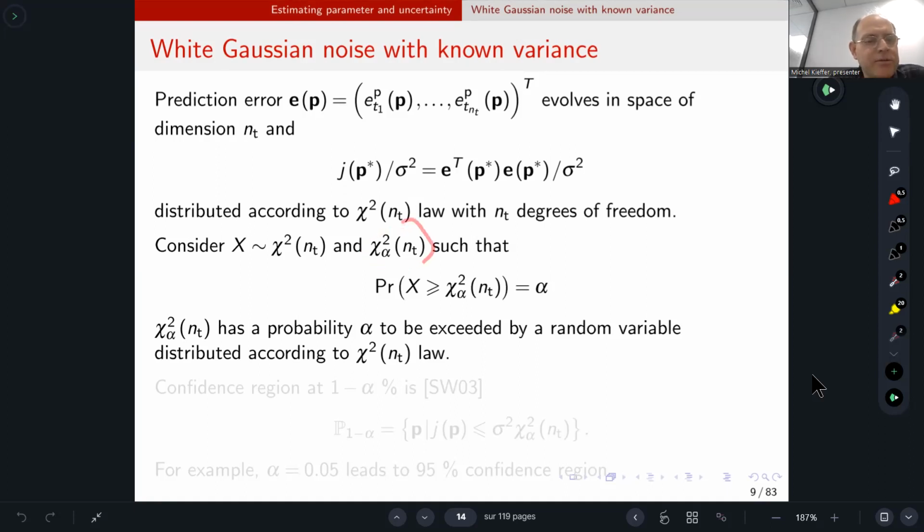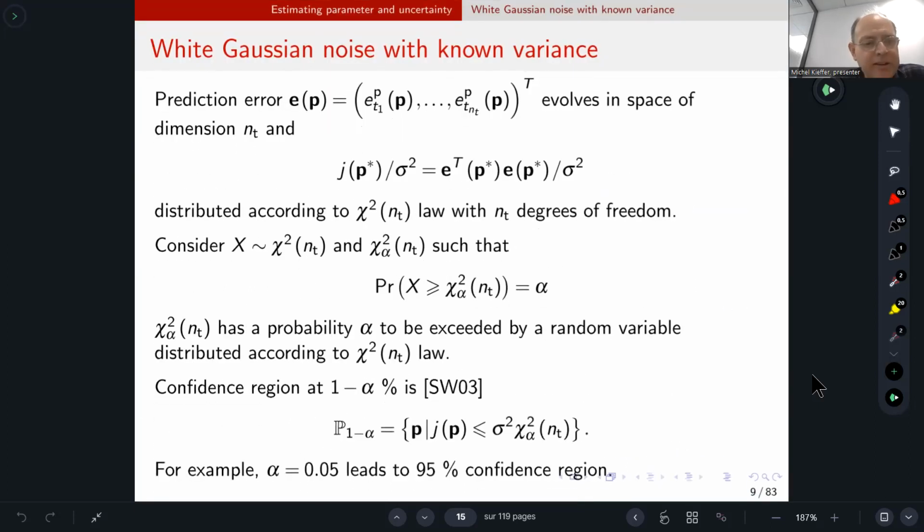So now, for such a distribution, I can introduce that variable, chi-square alpha. This is the value that has a probability alpha to be exceeded by a random variable which is distributed according to a chi-square law. Okay? And from that, we can define a confidence region with a level 1 minus alpha as the set of all values of the parameters such that the cost function is less than sigma squared times chi-square alpha. For example, if you take alpha equal 0.05, this leads to a 95% confidence region.